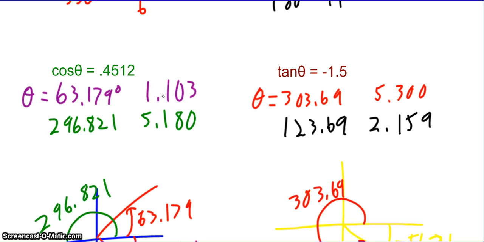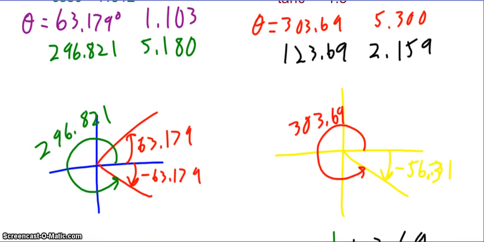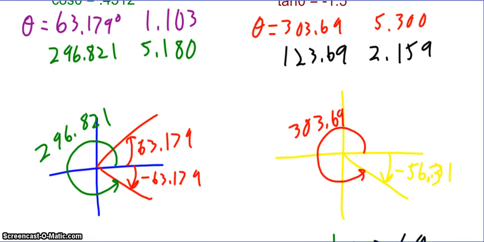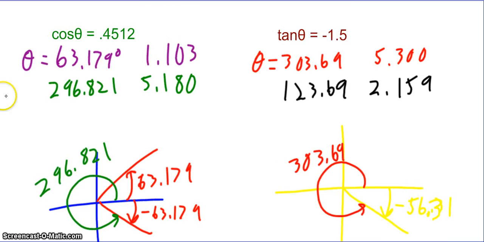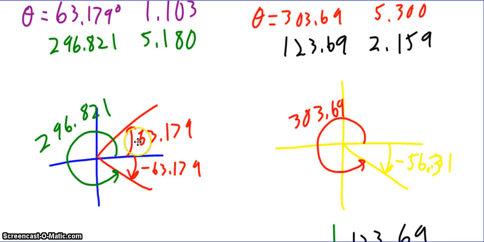Now I need to understand cosine. Well, if I look down here, I drew a picture to hopefully help you understand. 63 degrees is in the first quadrant. Cosine is positive, and I know that this is positive because 0.4512 is a positive number, in the first quadrant and in the fourth quadrant. So I need to find the location that's going to have this same angle if I drew a triangle in the fourth quadrant, though.